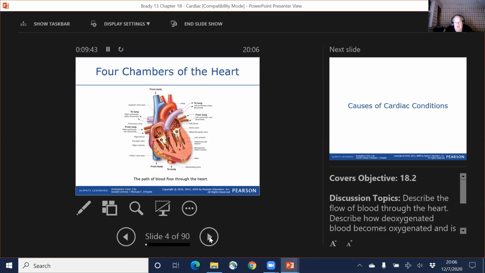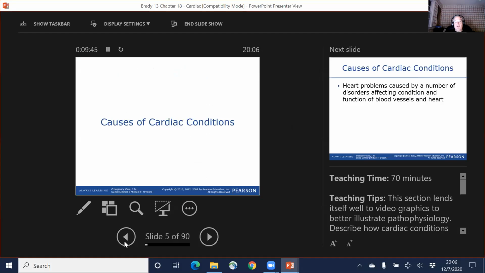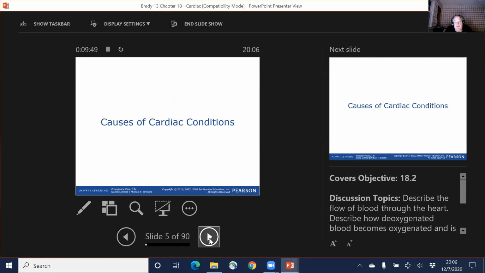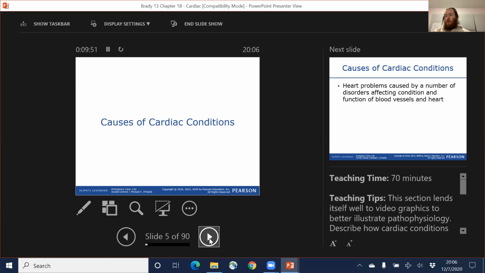Does anybody have any questions on the circulation part of the heart? Any questions on chambers, blood vessels, anything like that? Where does it go, when the blood gets cleaned, when does it go into the kidneys?